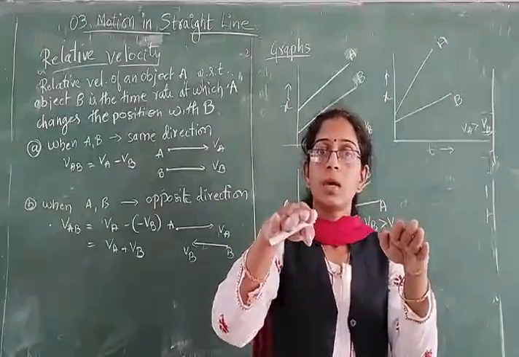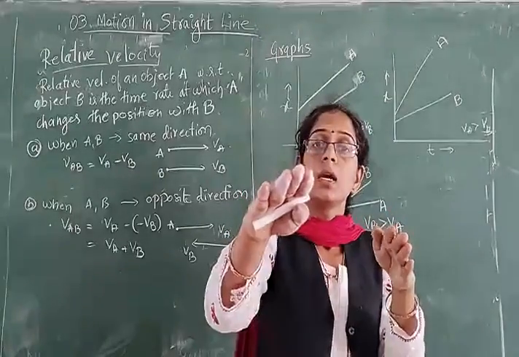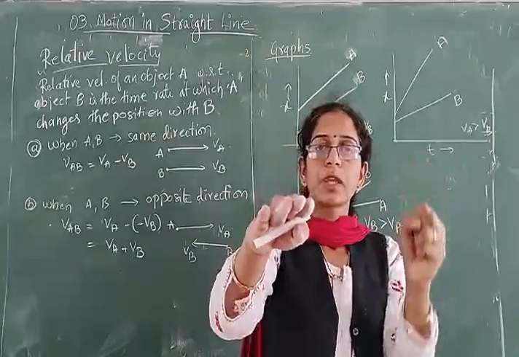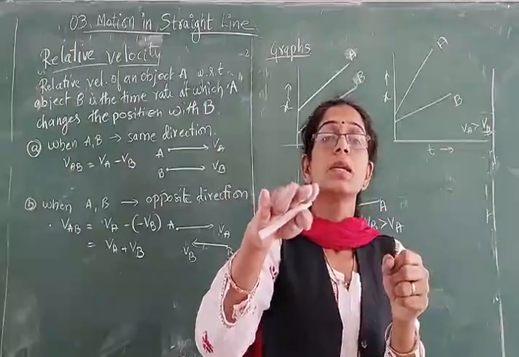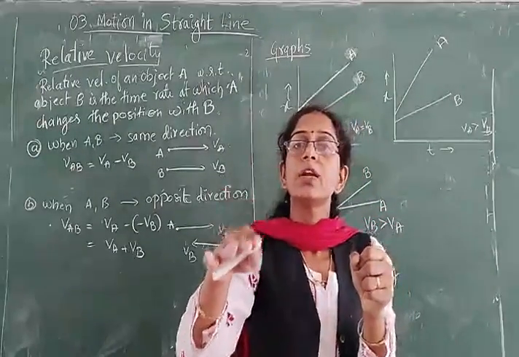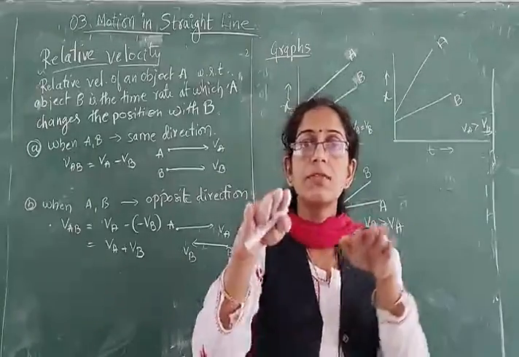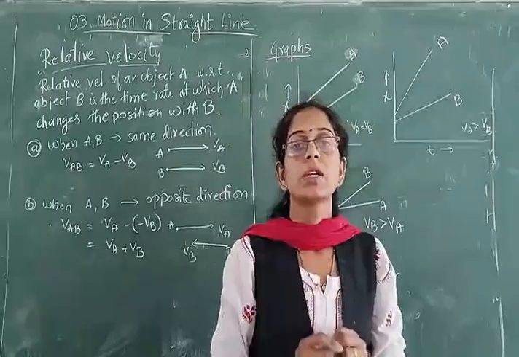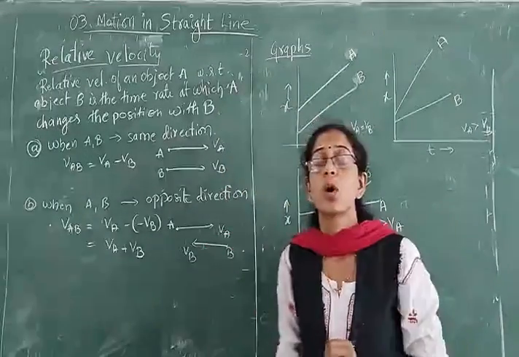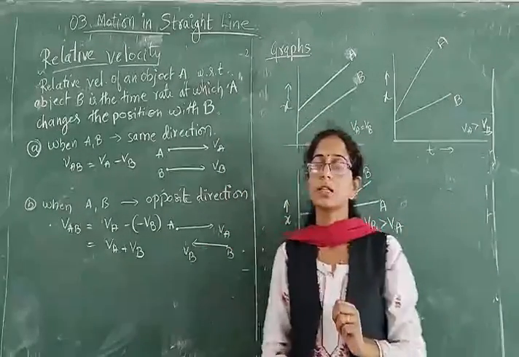20 km per hour. It means the person in the first train will feel that the speed of the second is how much? 20 km per hour. So this difference in the speeds relative to each other is called what? Relative velocity. So how is it defined? It is defined in this manner.